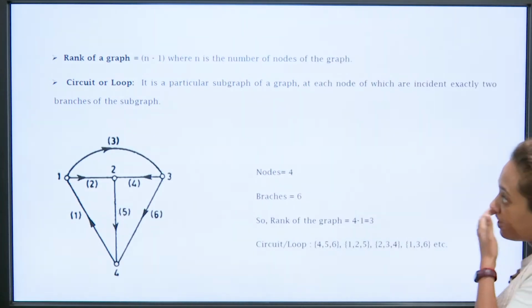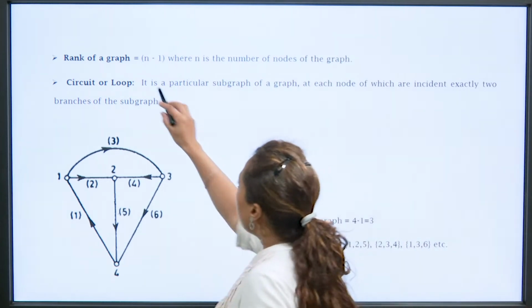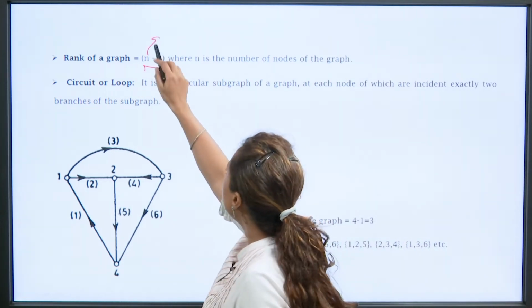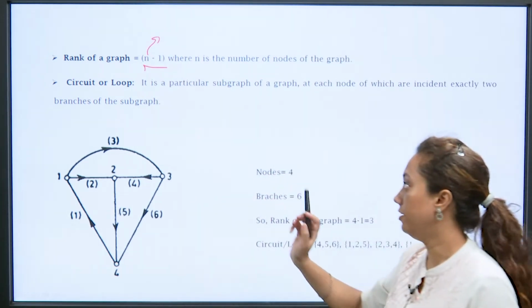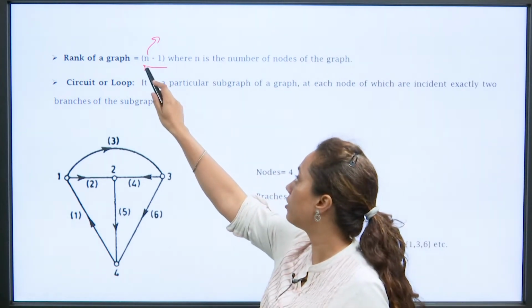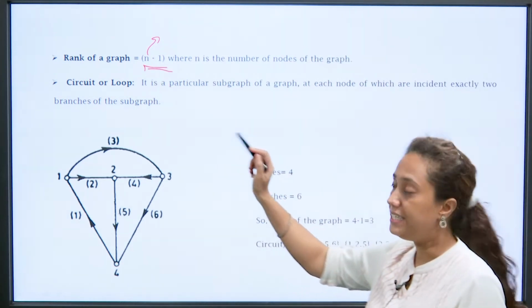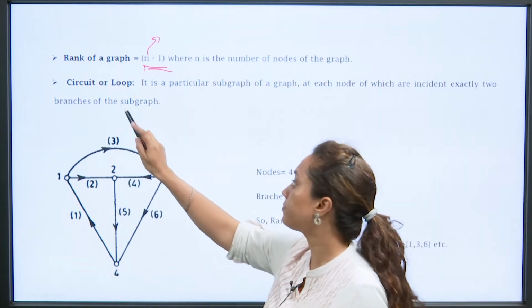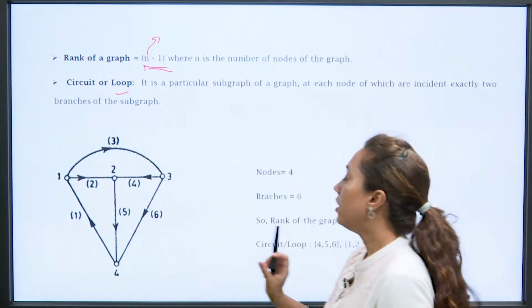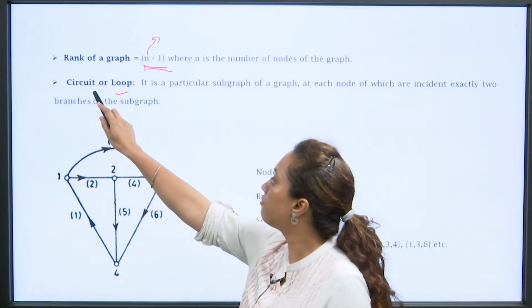Now the rank of the graph is determined as n minus 1, where n stands for the number of nodes of the graph, right. So this is the formula or the equation by which we determine the rank of the graph. Now the next definition is of circuit or loop.